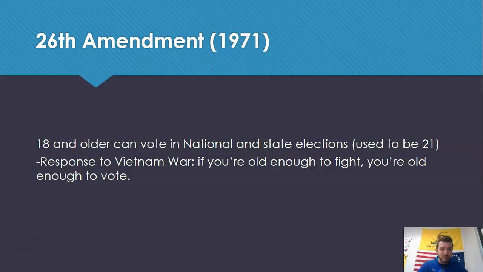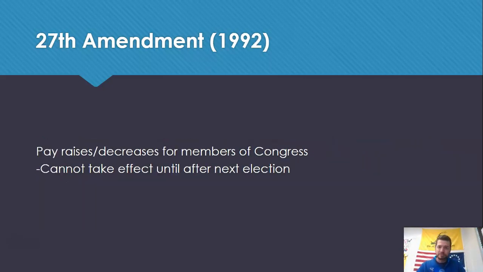This is one of the fastest amendments ever ratified because this was really a violation of rights. If you're going to be old enough to fight and die in a war, you want to make sure that you have the right to vote for the people that are sending you over to fight and die in the war. So now 18, 19, and 20-year-olds can vote, in addition to everybody who is 21 and older.